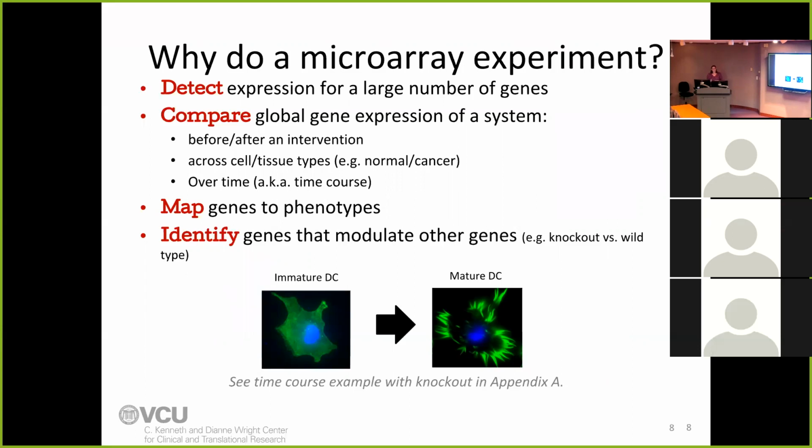You can also map genes to phenotypes and identify genes that control other genes, such as by doing a knockout experiment. If you knock out the expression of a particular transcription factor, then you can measure the gene expression before you knock it out and after it's knocked out, and look at which genes change expression to get an idea of which genes are in that transcription factor's control.